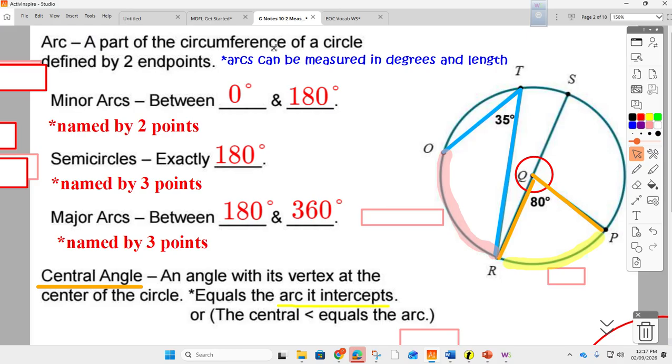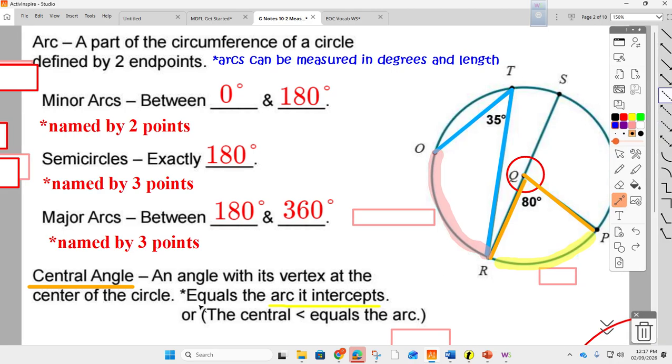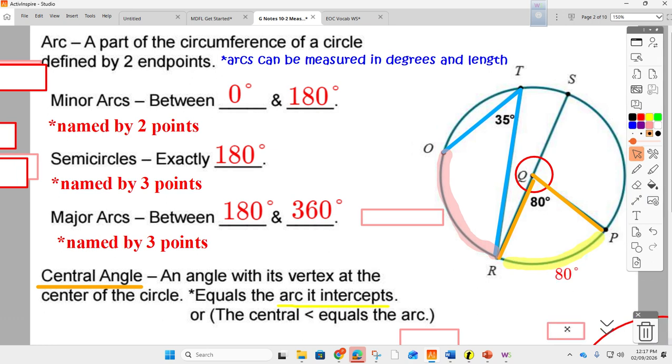Now remember me telling you that the arcs can be measured in degrees and length? Here it says the arc equals the arc it intercepts. So what does that mean? Well, that means this arc that's created by the endpoints of this angle, right? The two segments that make this angle, the endpoints on the circle, also define that arc. This is a central angle, and this is the arc that intercepts it. They have the same measure, all right? So these degrees and these degrees will always be the same, okay?